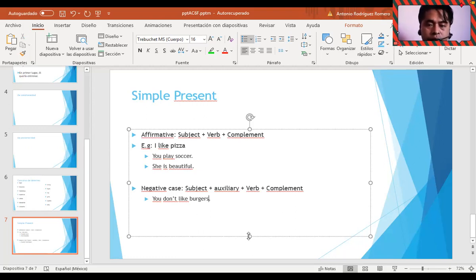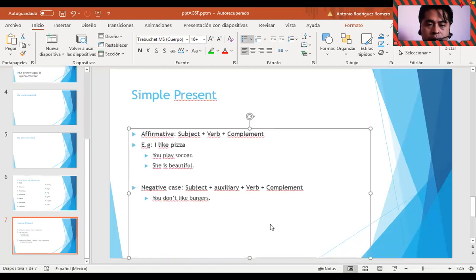When I use don't, easy. I'm going to use don't when I have the following pronouns. Okay, I, you, we, and they.